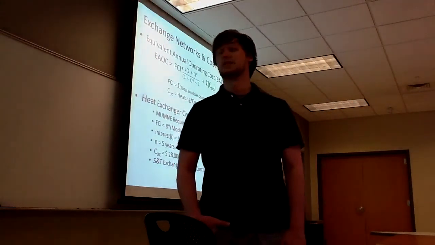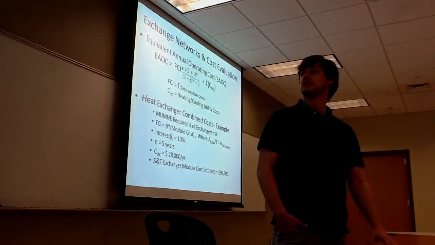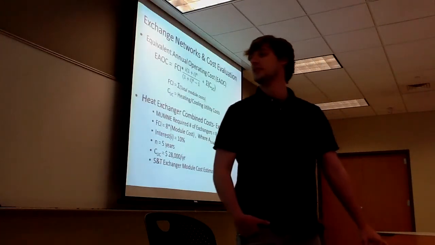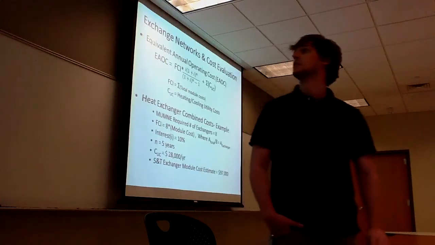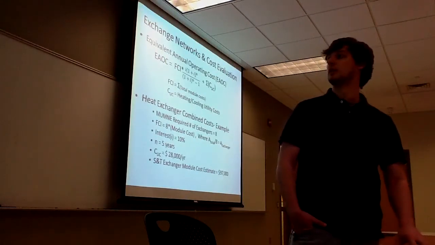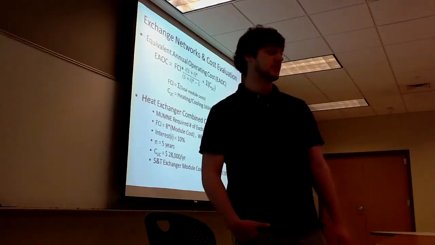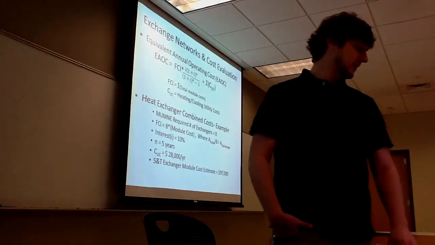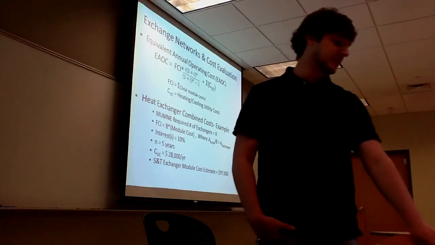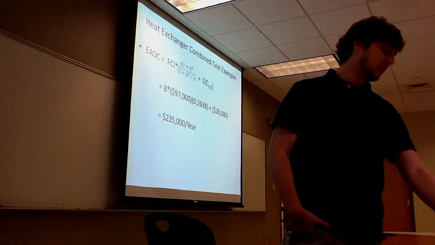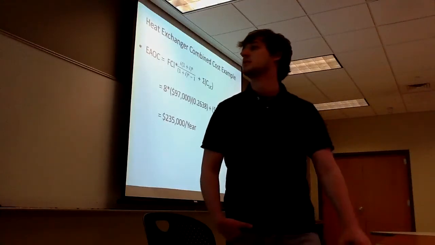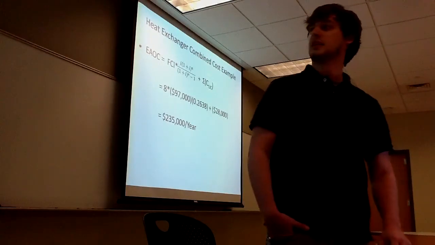Then say you have an interest of 10%, you're going to use a time frame of 5 years, and then a rough estimate is easy to get for your utility costs, of course, which is cool water and, if you're using it, high pressure steam. And then your module cost states $97,000. That all plugged into the equation, all you get is $235,000 per year.